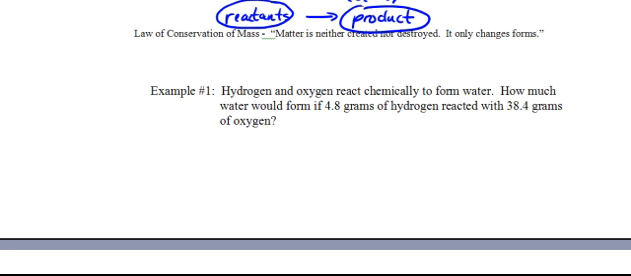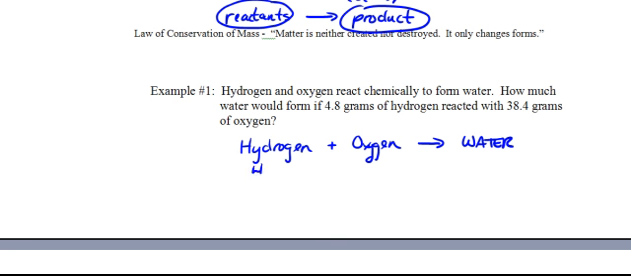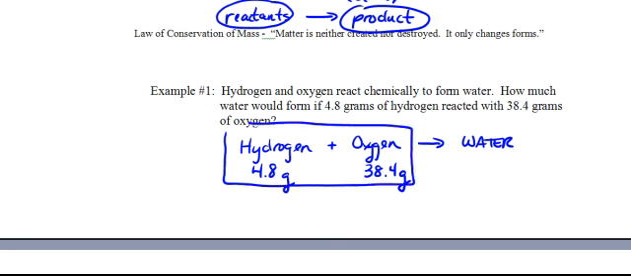So let's go ahead and write this out. I'm just going to use words for right now, but eventually we're going to turn these into symbols. But if you take hydrogen and oxygen, and you put them together, you're going to form water, H2O. If you have 4.8 grams of hydrogen and 38.4 grams of oxygen, the total mass of your reactants has to equal the total mass of your products.